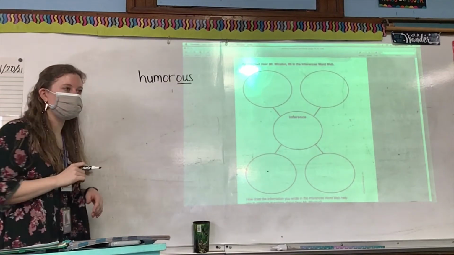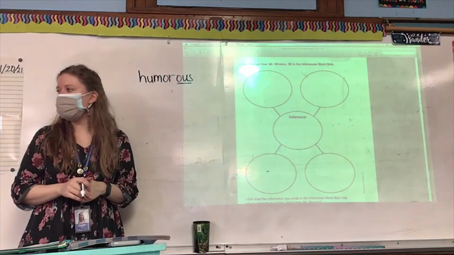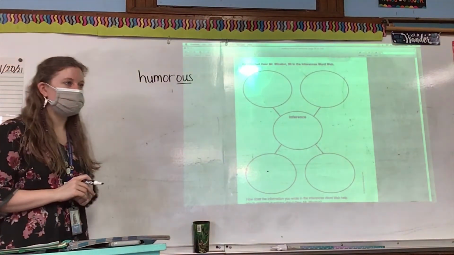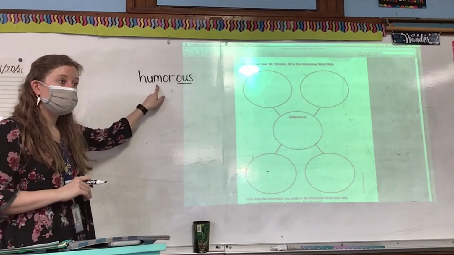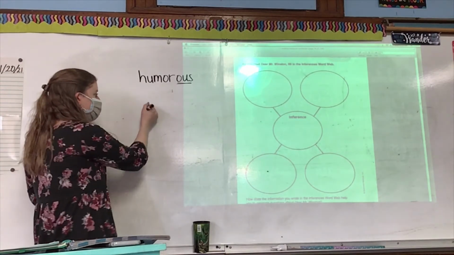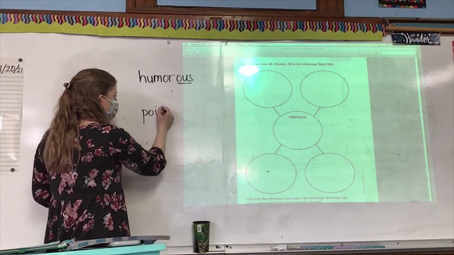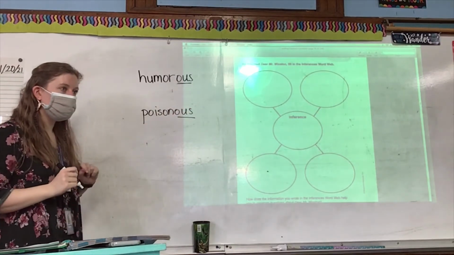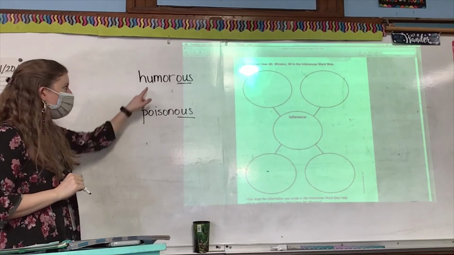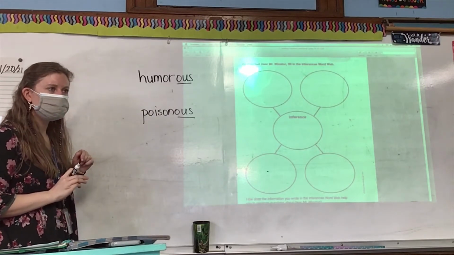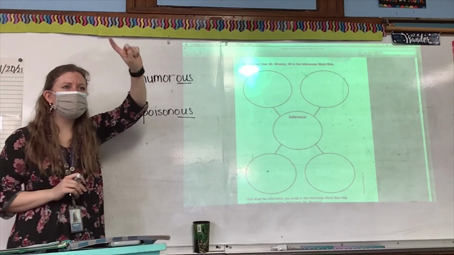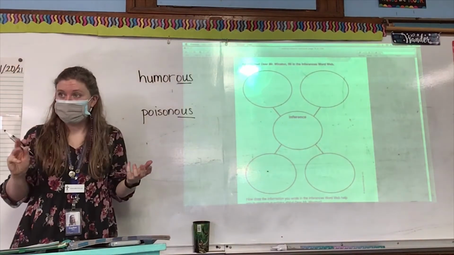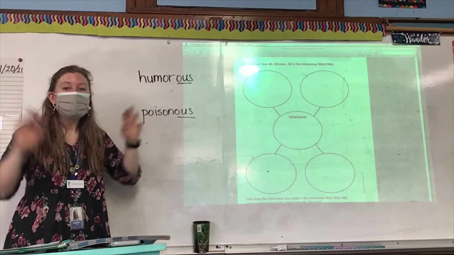We see that suffix, O-U-S. What is the base word here? What is the base word, Zadie? Humor. That's a noun, like the base word poison in poisonous. What is humor? Mason? Something funny. If something has humor, it is funny.